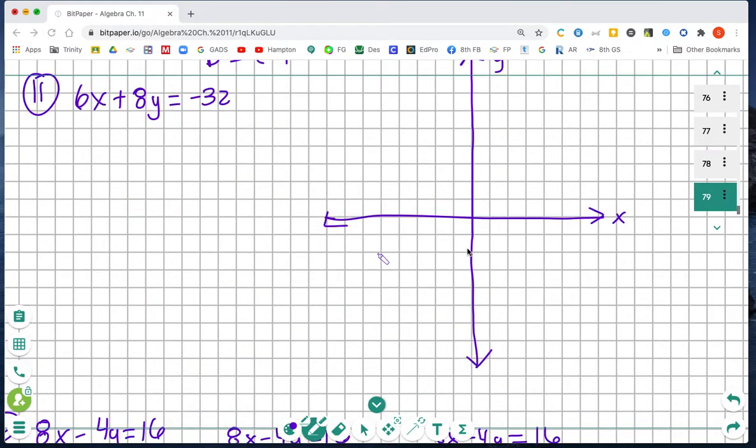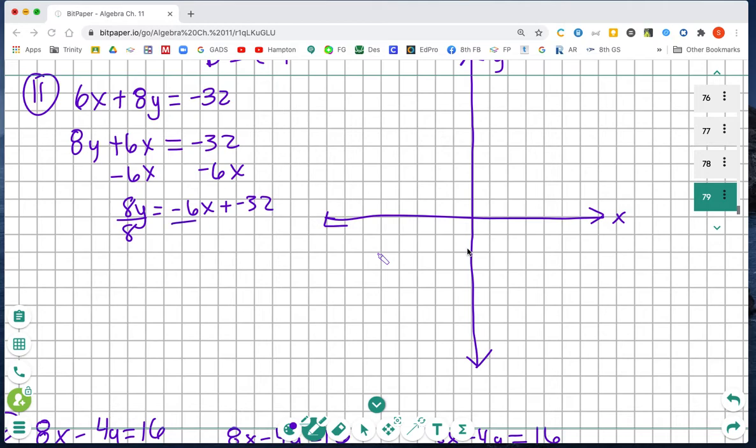Need to get this into slope-intercept form, so we're going to solve for y. Is y on the left? Yes. Is it first? It is not. 8y plus 6x using commutative property of addition. Is it alone? It's not. We're going to zero pair out the 6x. 8y is equal to negative 6x plus negative 32.